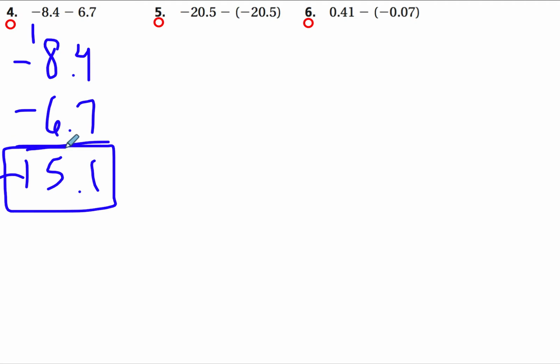Next example. If you see minus negative, you want to change it to plus plus. So let's do that real quick. Okay, you want to add the opposite. So this is negative 20.5 plus 20.5. Now, those have the same size and they have different signs. So they're going to add to 0. So I'm just going to write that as the answer. And 0 is neither positive or negative. That is our answer, 0.